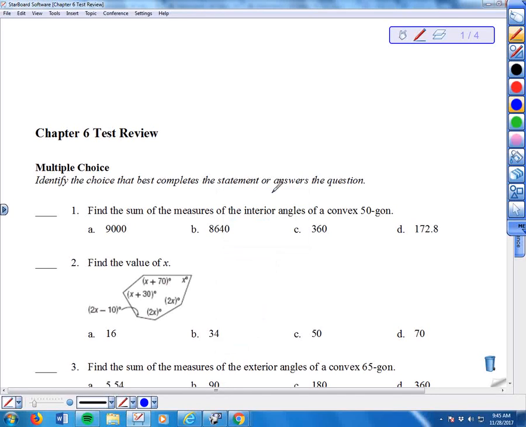So I'll go through the review today. Test will be tomorrow. And then we'll start in on Chapter 7 on Thursday. 7.1 and 7.2 this week. There's 5 sections in Chapter 7. So we should... similarity, similar triangles, ratios, proportions.